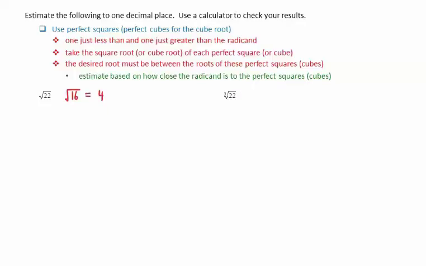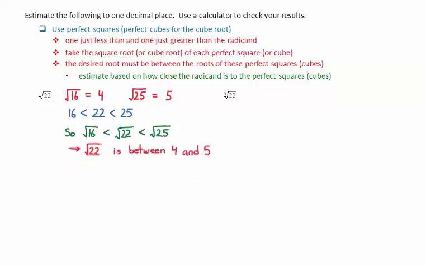For our first example, root 22. We know that the square root of 16 equals 4. The square root of 25 equals 5. Since 22 is in between 16 and 25, the square root of 22 must be in between the square root of 16 and the square root of 25. Therefore, root 22 is between 4 and 5.